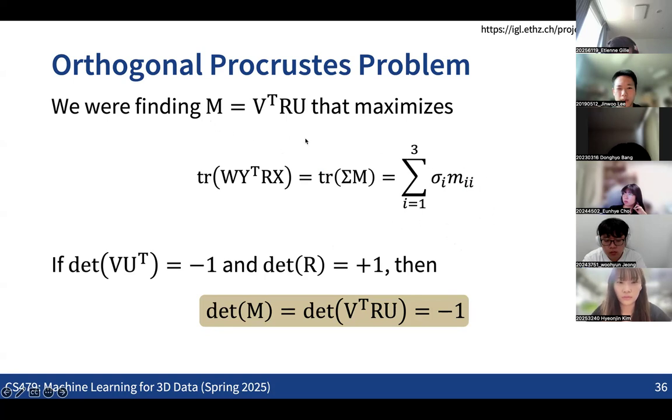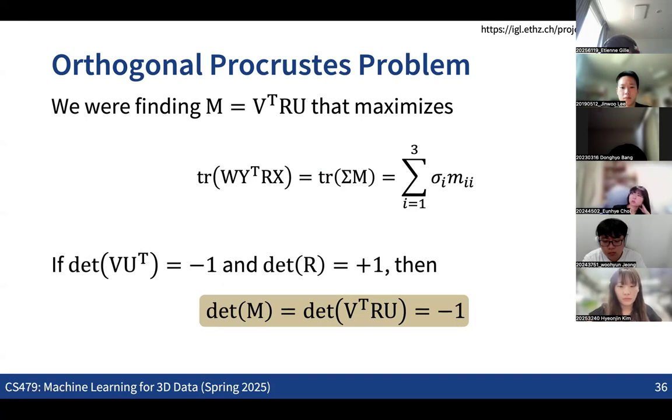So we want to find the matrix M which is maximizing this. But if the determinant of V times U transpose is -1, we know that the determinant of the rotation matrix should be +1, right? So given these two conditions, the determinant of the matrix M also should be -1 as well. So we need to consider this condition too.